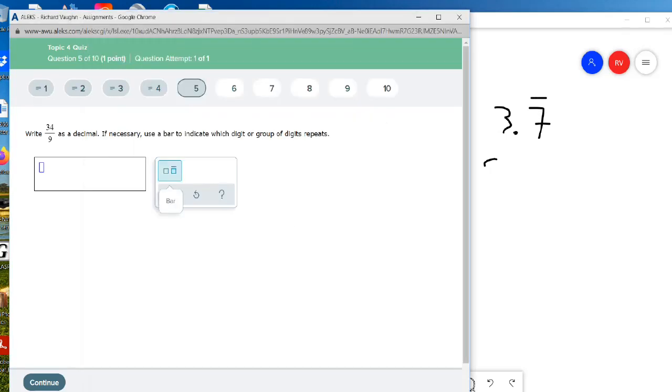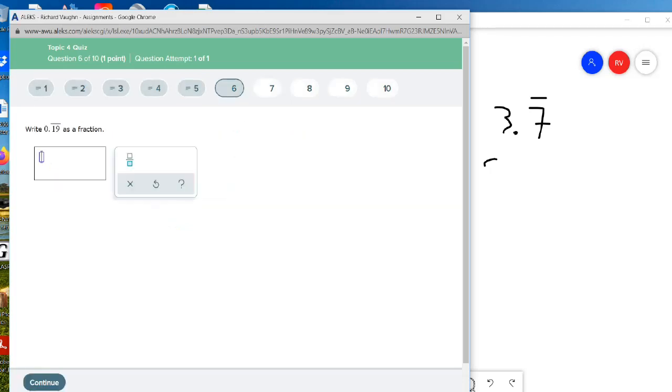Now, give me the ability to put the bar in. Right, but I'm going to put the 3 in, and then the point, and then the bar, and then the 7. 3.7 with the bar over the top.